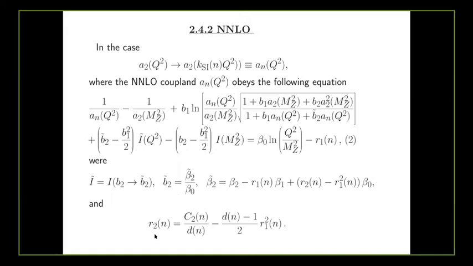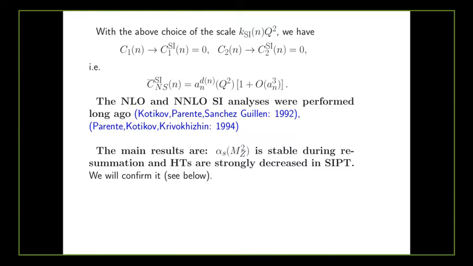Next, please. For the next-to-leading analysis, we will have the same shift of argument, but we will have a new beta function which has this form. After this, in next-to-leading order both coefficients are 0, but our coupling constant will be independent. In principle, such analysis at next-to-leading order was already done in very old papers, but the main result is that alpha s is stable under this transformation, and the height is strongly decreased in this framework of scheme-invariant perturbation theory. We will confirm it later in our results.